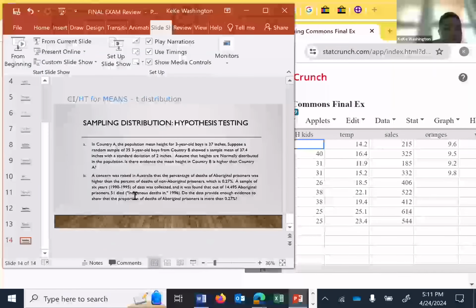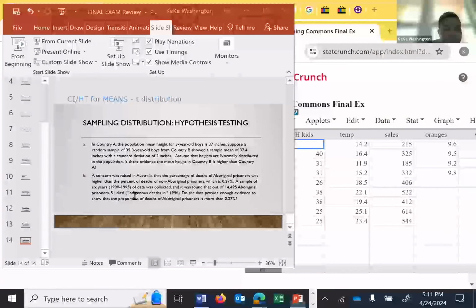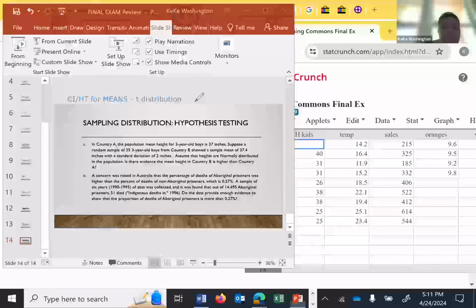So in this case, we would like to do a hypothesis test for means. We're talking about means. Remember, we have here a numerical value. Now, we have a random sample of 35, so my sample size is large enough for the central limit theorem. It says random. We have a bunch of 3-year-old boys, so my population is large enough as well. So all conditions have been met.